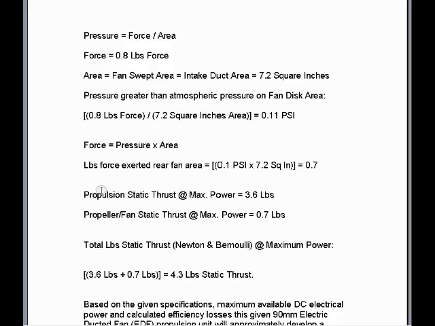So the propulsion static thrust at max power is 3.6 pounds of static thrust. The additional Bernoulli's propeller thrust will equal an additional 0.7 pounds. So if we want to calculate both the Newtonian and Bernoulli static thrust at maximum power, we simply take 3.6 pounds and add it to the 0.7 pounds at the propeller or fan. So we have a total static thrust, including both mass airflow acceleration and pressure times area, Bernoulli's force, at the propeller disc or fan, equaling a total of 4.3 pound static thrust.